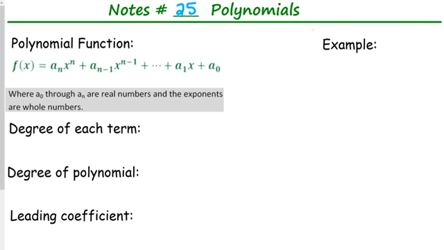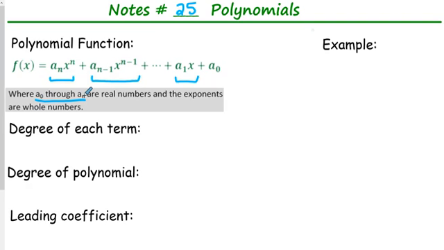So in general, a polynomial function has terms. A sub n times x to the n is a term. A sub n minus 1 times x to the n minus 1 is a term, etc. So basically each term has a coefficient. Those coefficients are the numbers in front of x, and those are being referred to as a sub 0, a sub 1, a sub 2, all the way up to a sub n. And those numbers have to be real numbers.